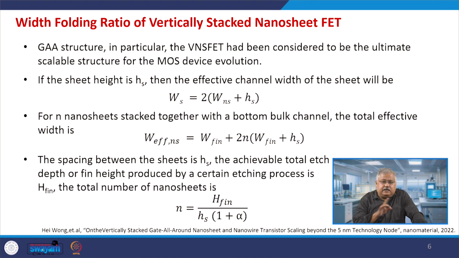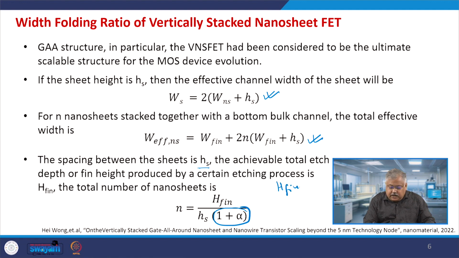If the sheet height is given as HS, then the effective channel width of the sheet will be given by 2 times (WS plus HS), correct. And if there are n such sheets available, I get the total to be this much. Therefore, we write down that the spacing between the sheets is HS, and the achievable total depth or fin height produced by a certain process is H fin. Then the total number of nanosheets n is given by H fin upon HS (1 plus alpha). You can in fact remove this one even, then it is basically H fin by HS.